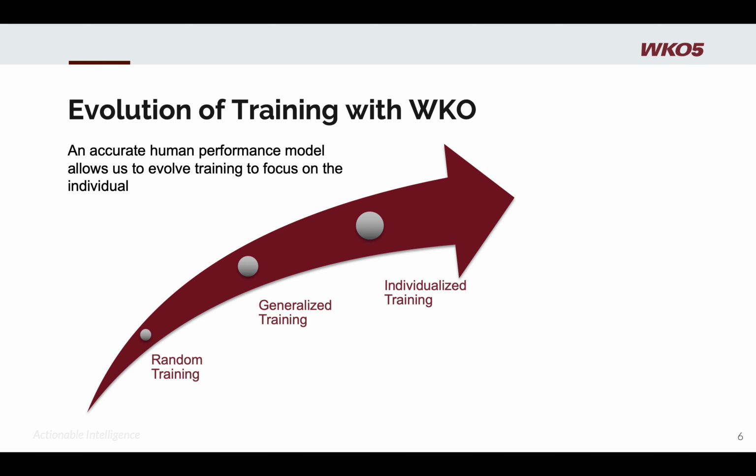Why did we do all that? Well, really, it's part of the evolution of training with WKO. We really wanted an accurate human performance model so we could evolve training from kind of random to generalized. We've been stuck in generalized training, using generalized training zones, using generalized information for a while. WKO4 really began the movement towards individualized training, and WKO5 continues to enhance it by helping you establish your individual training and response footprint. Really training that's been determined by your unique physiology, the physiological needs that you might have, and then where you want to go.